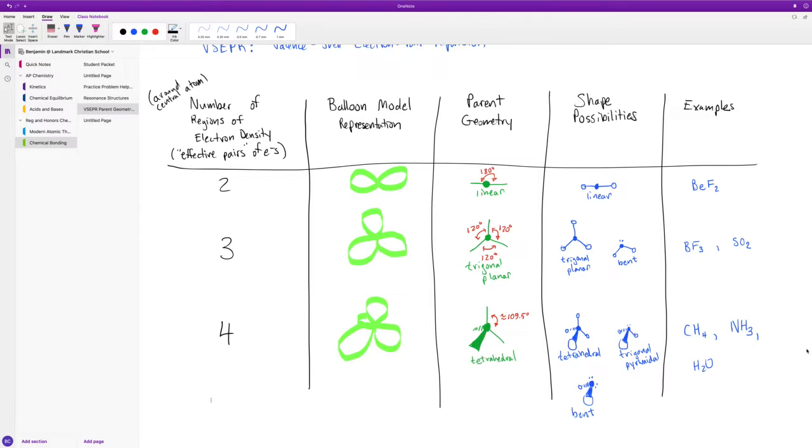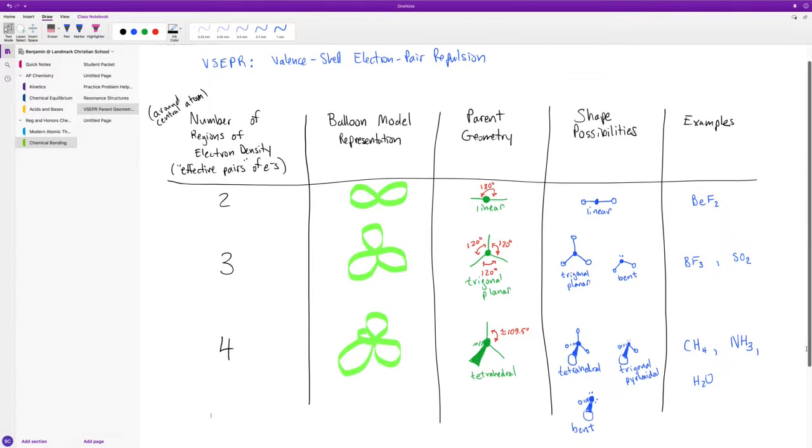Good morning. If you're in honors chemistry, last Friday during our Zoom class session, we created a chart like this for VSEPR. If you missed that session on Friday, please take a moment, pause this video, and copy down this chart, even if you don't fully understand it. In the rest of this video, we're going to try to apply VSEPR to some specific molecules.